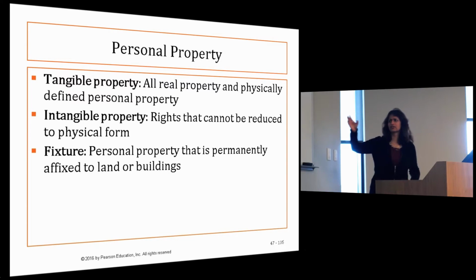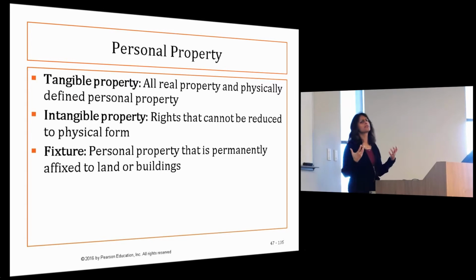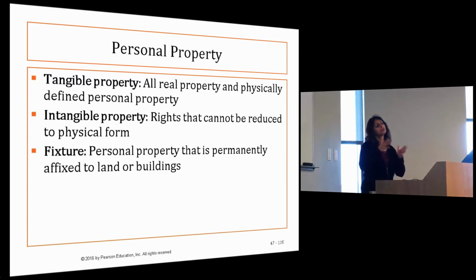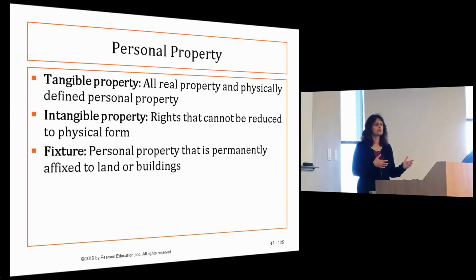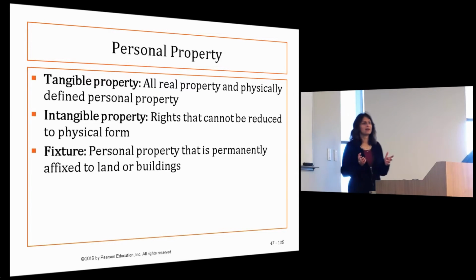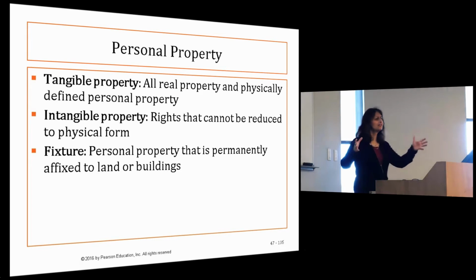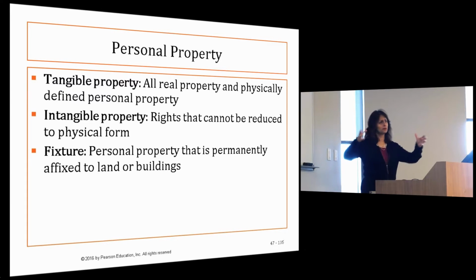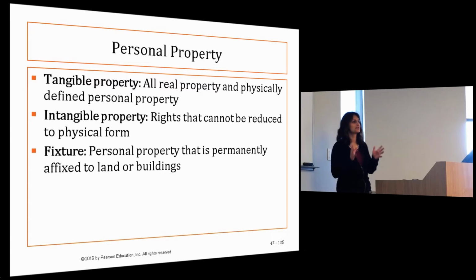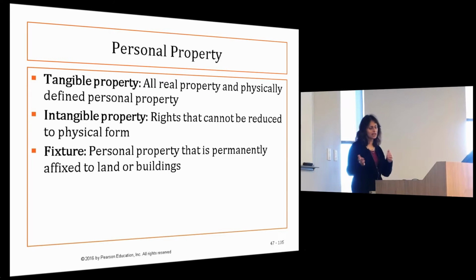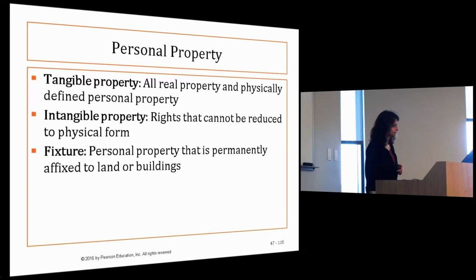We'll talk about fixtures in a minute. Fixtures we often think of as being more in the real property area. They start off as personal property. For example, if you buy a heater unit at Home Depot, it's personal property, but if you permanently install it in an apartment building, it goes with the building and becomes part of that real property.